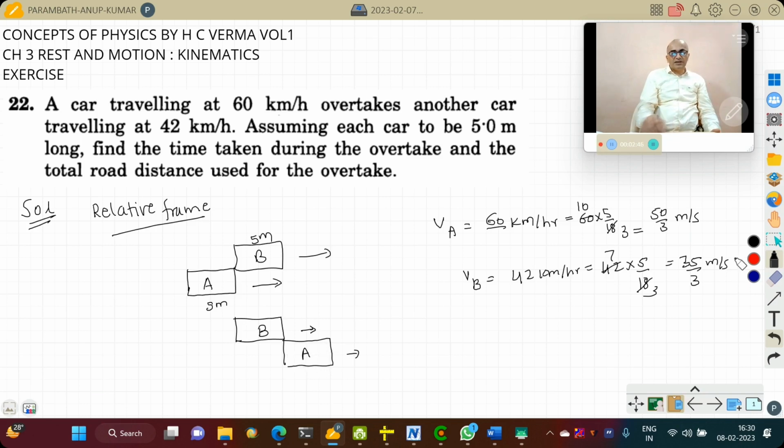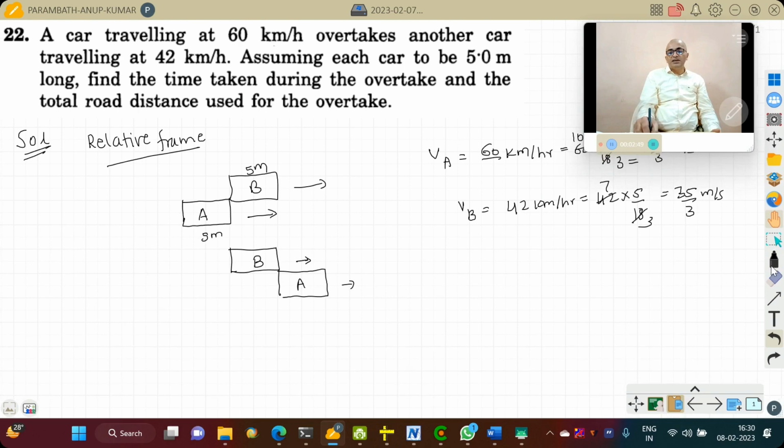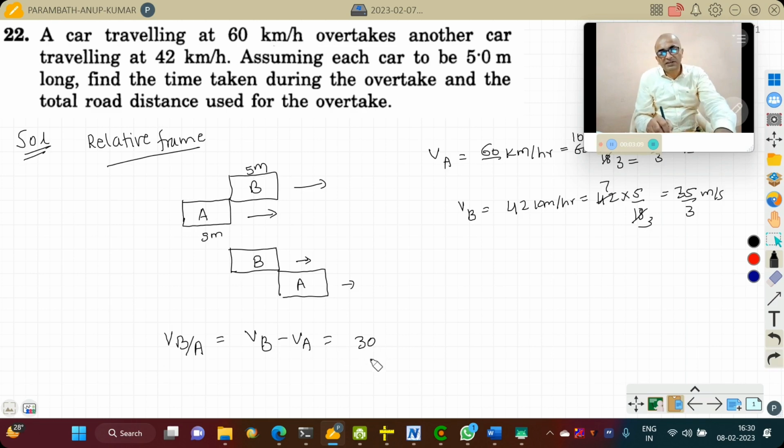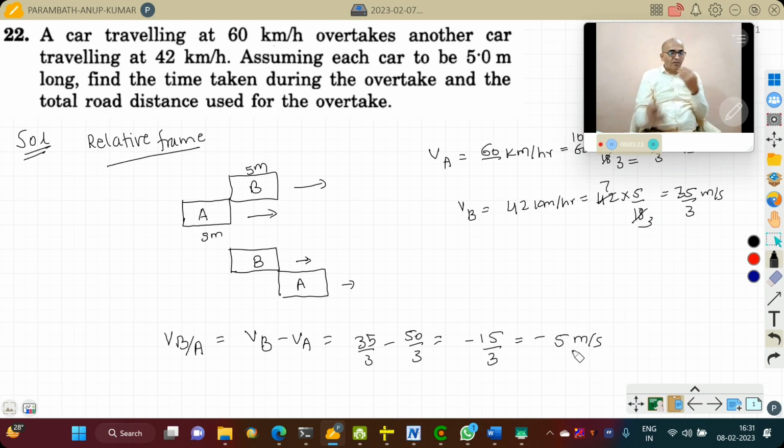Now you can very well see, using the relative velocity idea, let us sit on frame A. That is the velocity of B as seen from A. I am sitting on frame A and seeing the velocity of B from frame A. That is velocity of B minus velocity of A. That is 35 by 3 minus 50 by 3. That is minus 15 by 3 or minus 5 meters per second. This is the way I am seeing B coming towards me and crossing me back. Sitting on A, that is the way I will perceive.